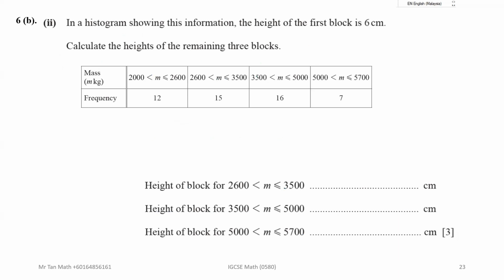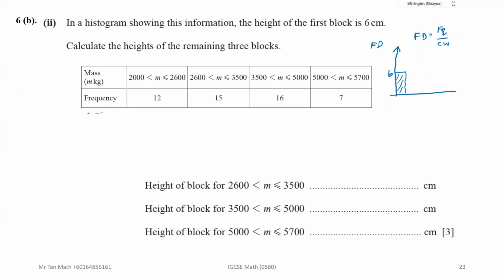6b part 2, in a histogram showing this information, the height of the first block is 6 cm. So you need to remember for a histogram, this side is the frequency density. The first block is 6, the height of the first block. So frequency density is frequency over the class width.